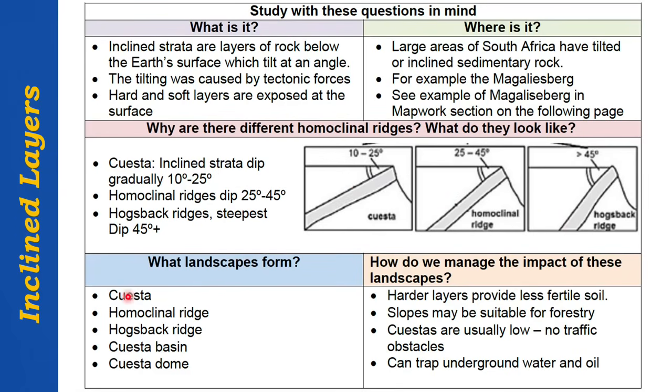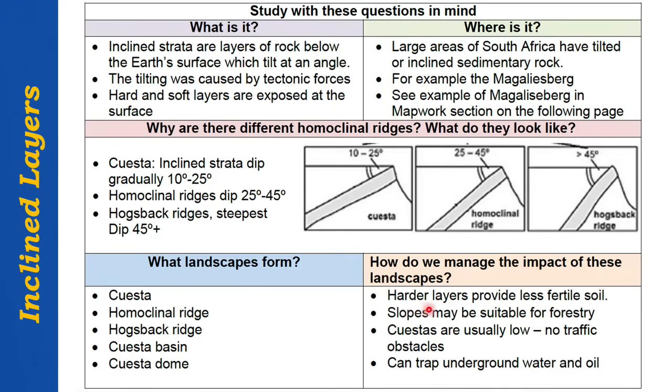Okay, so you know the landforms. We've already spoken about the cuesta, the homoclinal ridge, and the hogsback ridge. And then cuestas can either form in a basin or in a dome shape, and you need to be able to identify this. Once again, I'm not going to go into detail. We are not busy teaching this work now. I'm just explaining to you which of the theory that you had done in the classroom could be tested in your Mapwork exam.